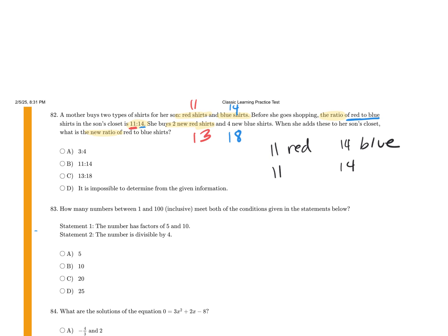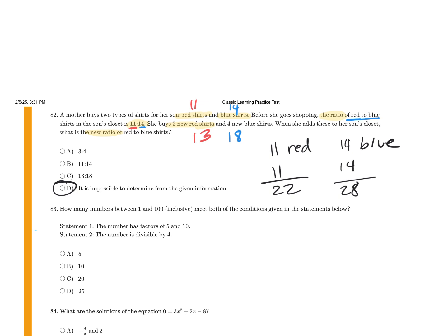That means in the closet there could be 22 red shirts and 28 blue shirts. There could be tons of shirts. We just know that for every 11 red, there's 14 blue. So if I add 2 new red shirts and 4 new blue shirts, it doesn't change the ratio the way we think it's going to change the ratio. It's not like for every 13, now there's 18, because we only added 2 new and 4 new. So the answer here is it is impossible to determine from the given information. We would need to know how many total shirts there are.